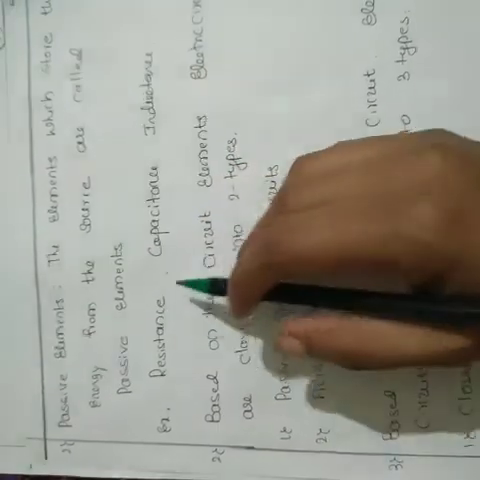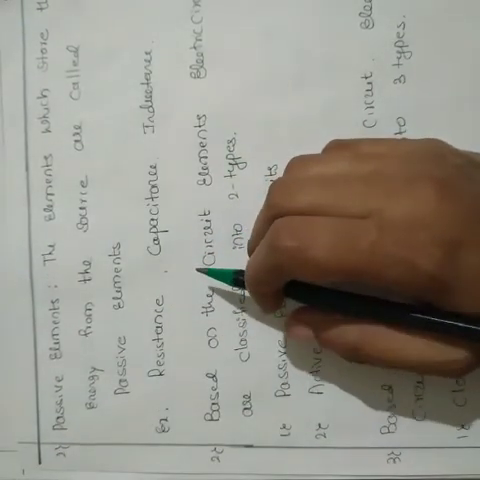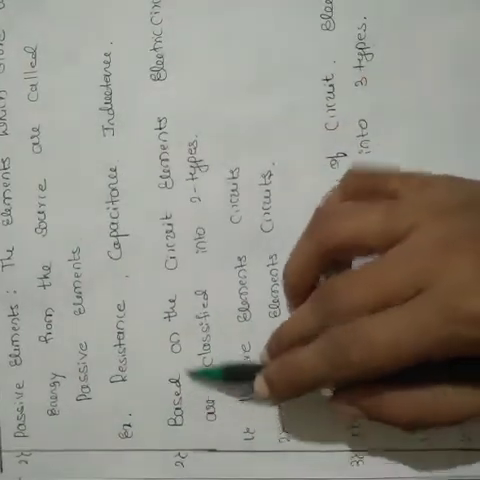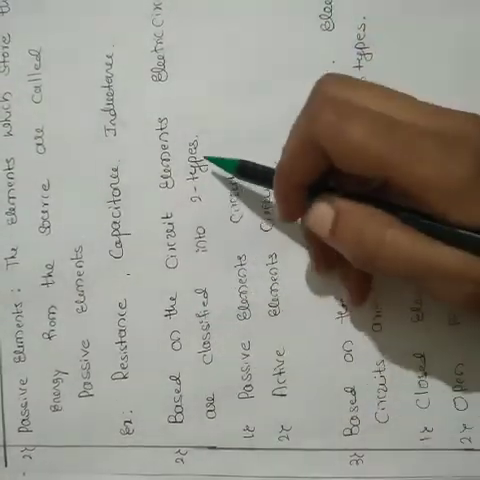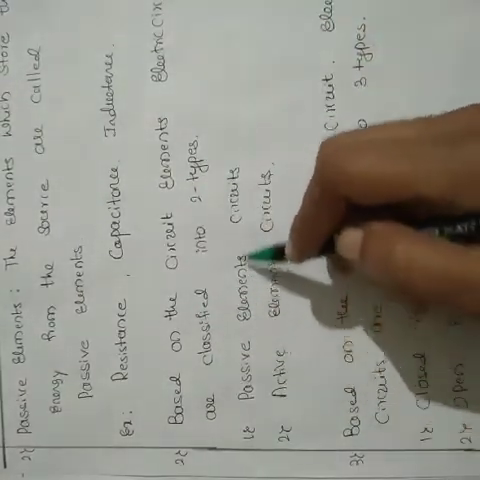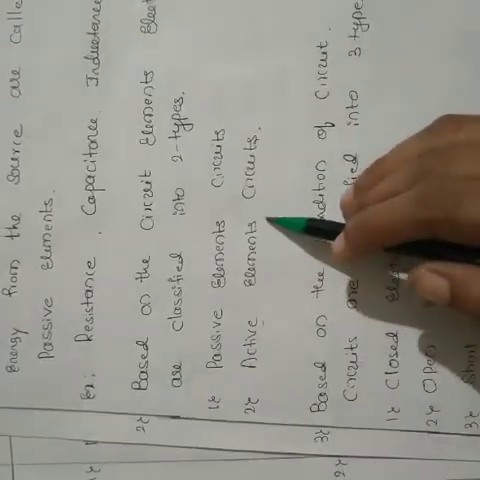Depending on the circuit elements used, electric circuits are again classified into two types, based on the condition of circuit elements. One is passive element electric circuits, and the second is active element electric circuits.